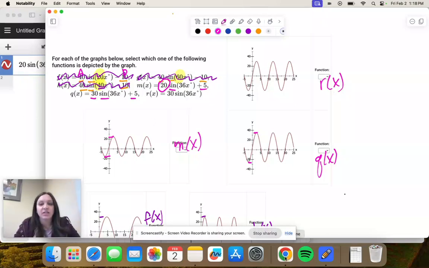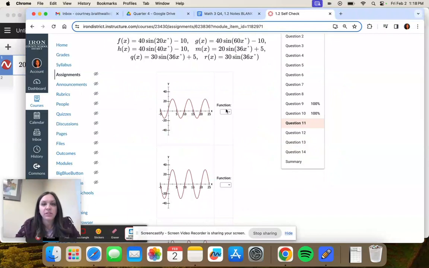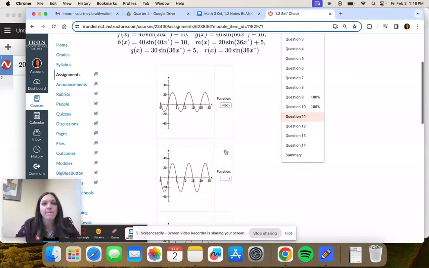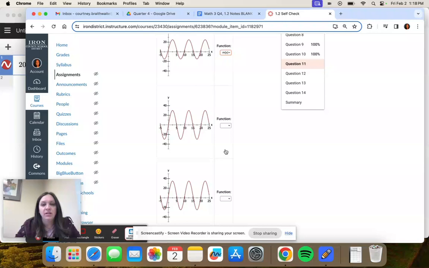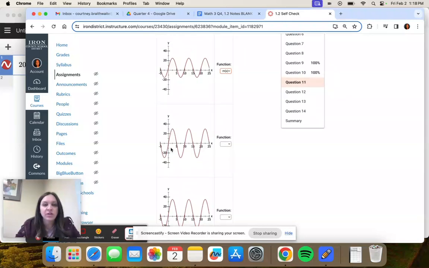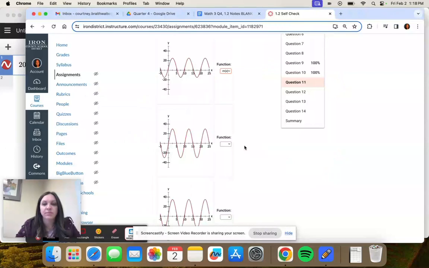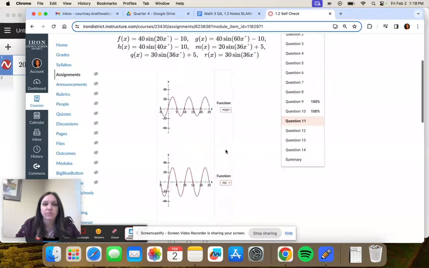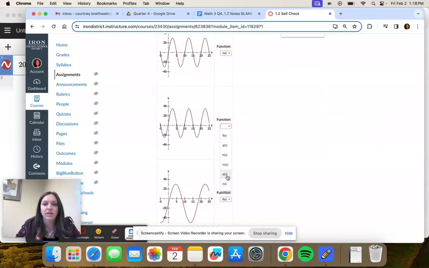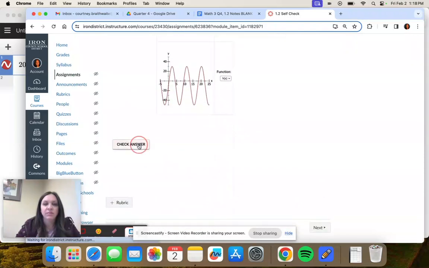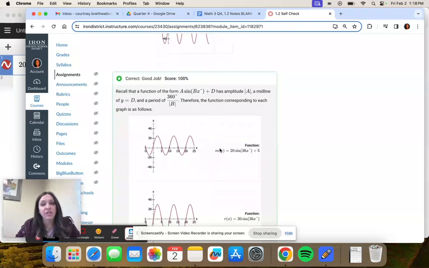Okay, let's see if I can match them in here. So this was my short one, that was m. And then this one was 30 and negative 30, which was r. And then this one was q, and then I put the other 3 in. So they're all right. It really is. You need to use your calculator on these ones and then know how to check your amplitude and then watch for the period change and see what happens.